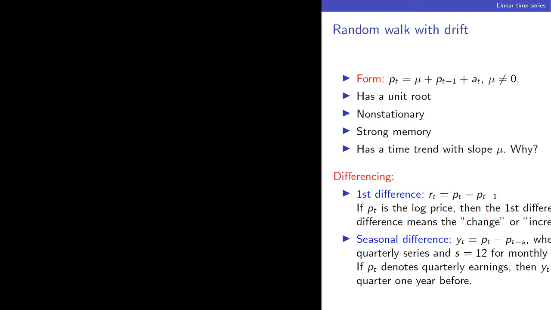Now we can include a drift. We can include a drift in this random walk in the form of the average here. It has a unit root. It's non-stationary, with the same reasoning as before. It has strong memory, and it has a time trend with slope mu. And it'll be interesting if you can write to me in Canvas and tell me why.